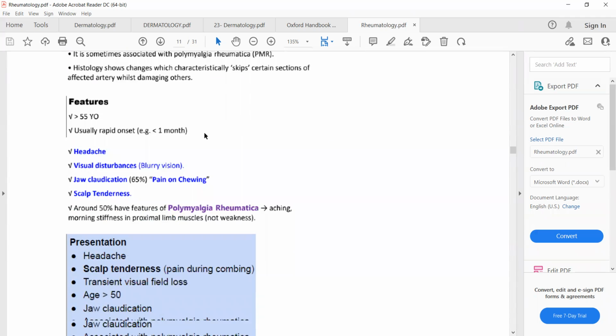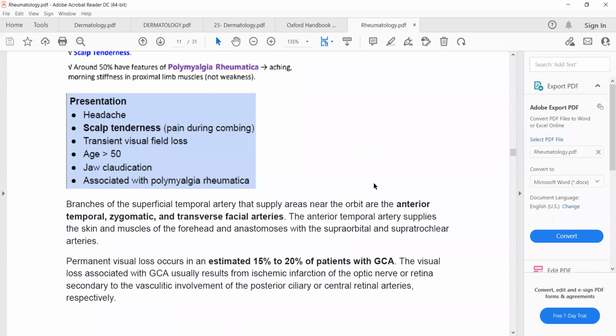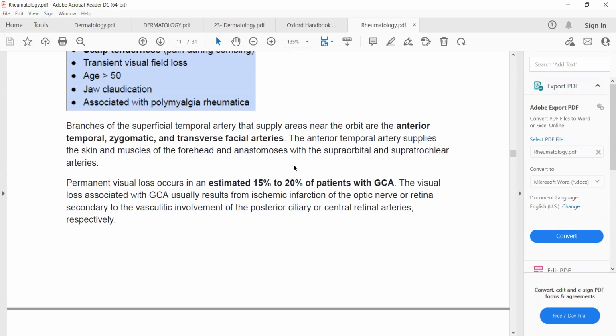So we were discussing temporal arteritis, which is an inflammation of the temporal artery and its branches: anterior temporal artery, zygomatic, and transverse facial artery. You do not need to remember the names of these arteries. Just remember that one branch of the temporal artery also supplies the retina.